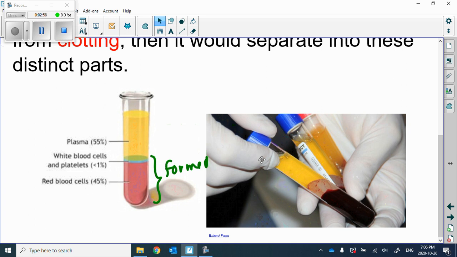And over on the right-hand side, we've got an actual photograph. So often when they take your blood, we can't store it like this. So they centrifuge it out and split it into the plasma and those formed elements.